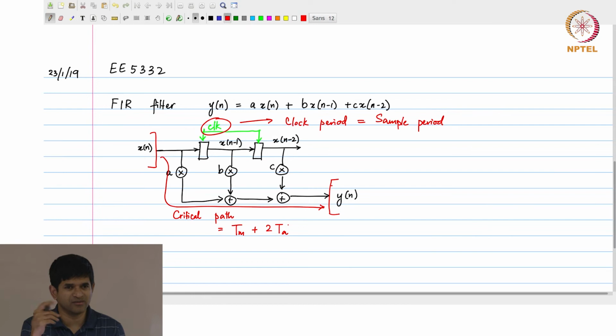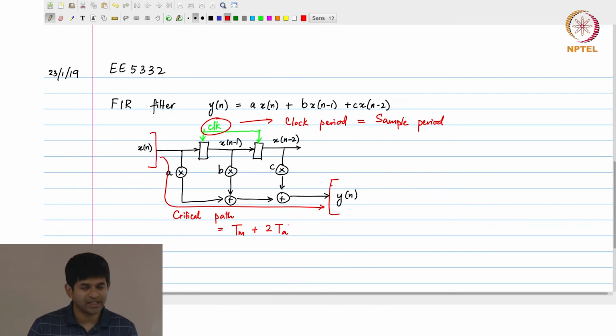Or even 0 plus 1, where maybe 1 bit changes at the output, okay? So the Tm and Ta, in other words, are typically assumed to be the worst case delays through the units, because ultimately for the critical path we are interested in worst case performance. So Tm plus 2Ta is the critical path through this circuit.